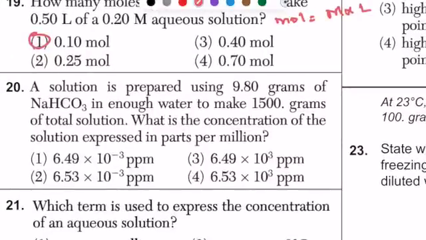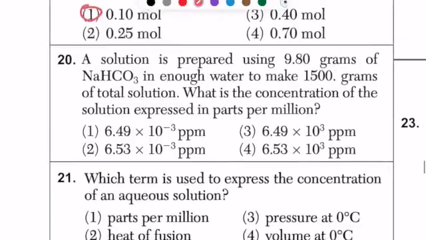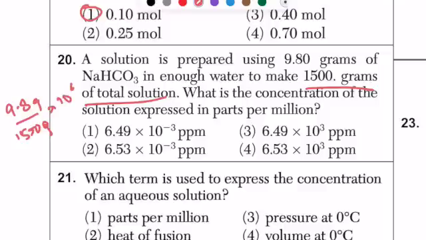A solution is prepared using 9.8 grams of sodium hydrogen carbonate in enough water to make 1500 grams of total solution. What is the concentration in parts per million? In parts per million, we write the mass of the solute at the top and the mass of the solution at the bottom. We are lucky in this case because 1500 is the mass of the total solution. Sometimes they only give you the mass of the solvent. In that case, you have to add the solvent and the solute. And then we multiply this by 1,000,000 and get your answer.